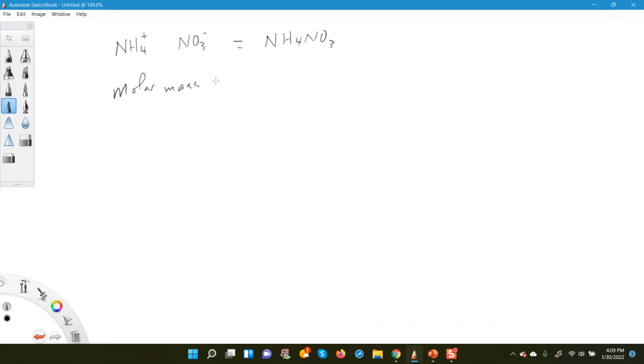That means you have to go to the periodic table and look up the molar masses of the different elements. Now, in this case, you have two nitrogen atoms represented. So that's 2 times the molar mass of nitrogen, which is 14.01 grams per mole. And then to that, I would add 4 times the molar mass of hydrogen, which is 1.008 grams per mole. And then to that, I would add 3 times the molar mass of oxygen, which is 16.00 grams per mole.